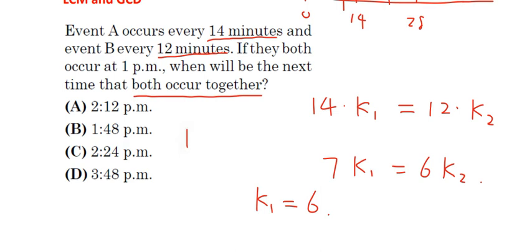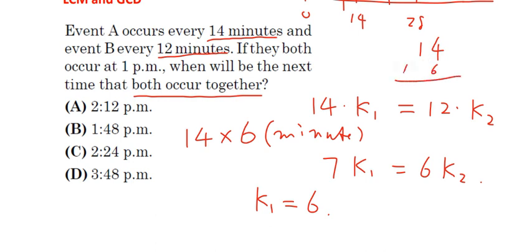So this is just 14 times 6. So after 14 times 6 minutes, the two will occur together. So what's the time? 14 multiply 6 equals 84 minutes. Yeah. So 84 equals 1 hour plus 24 minutes.